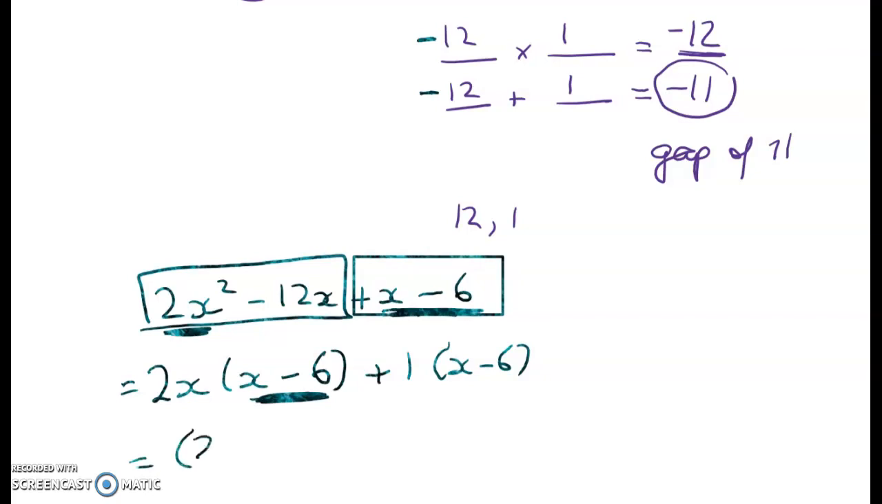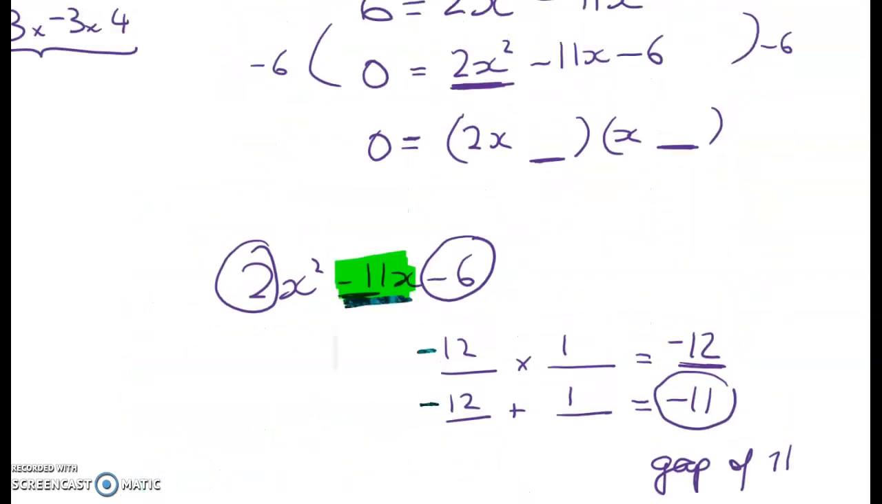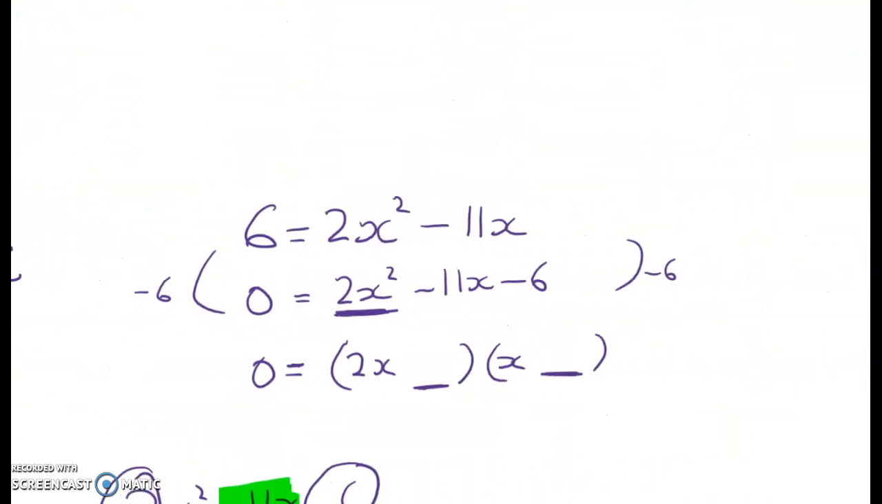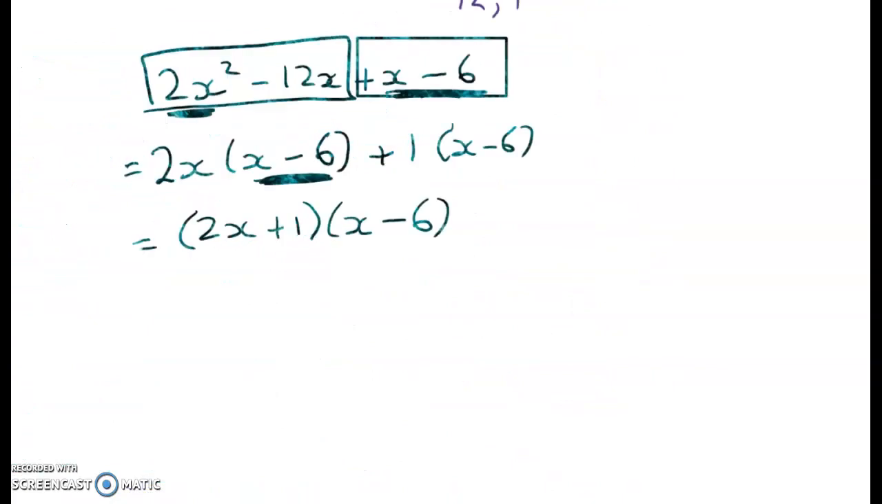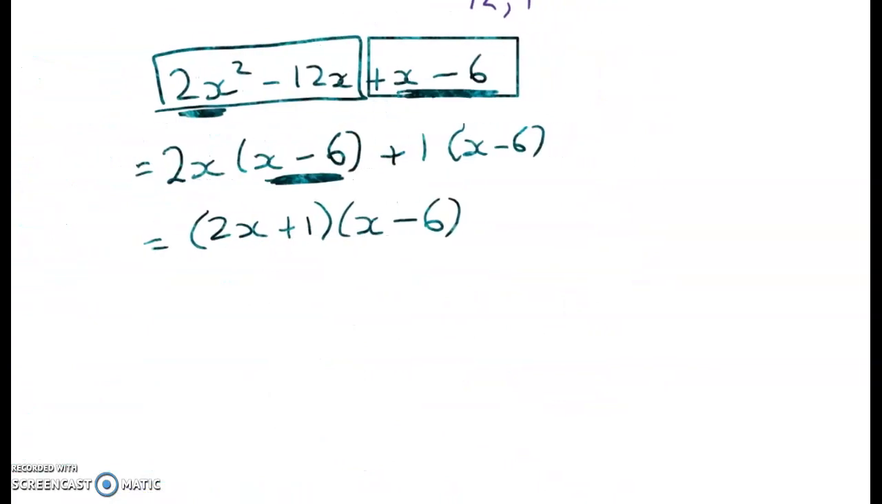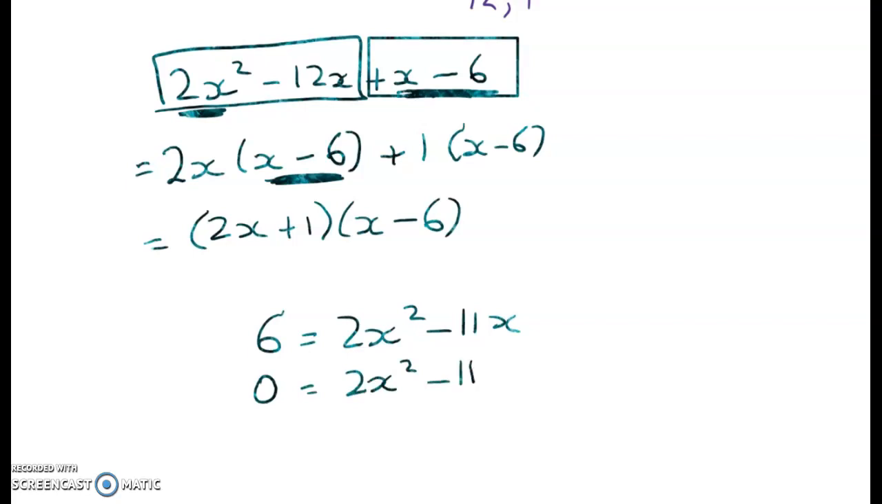So hopefully if you're watching this video, this is definitely not going to be the first time that you've seen grouping used. This should just be a bit of revision. So we've gone from up here, where we started off with this thing here. So let's just go through those steps again. We started with 6 is equal to 2x squared minus 11x, and then we had 0 is equal to 2x squared minus 11x minus 6, and now we've got 0 is equal to this.